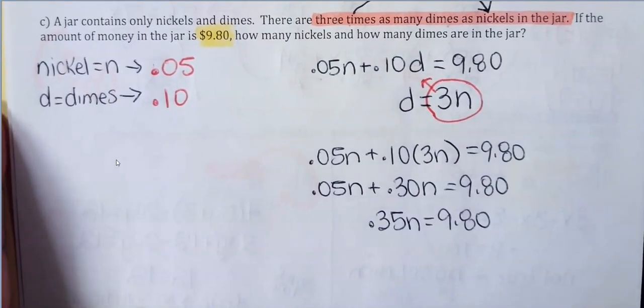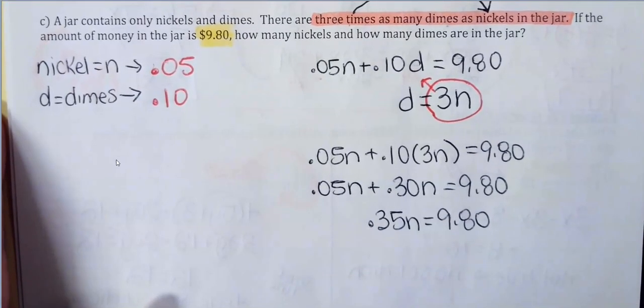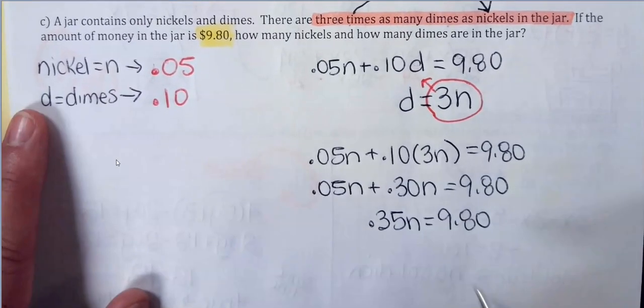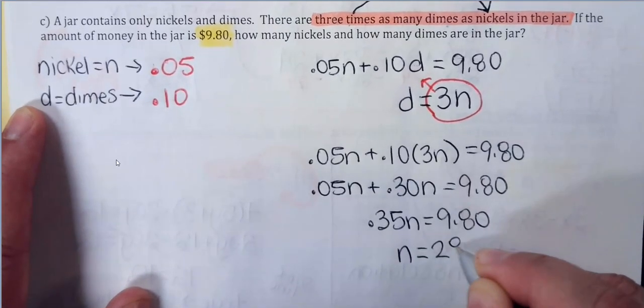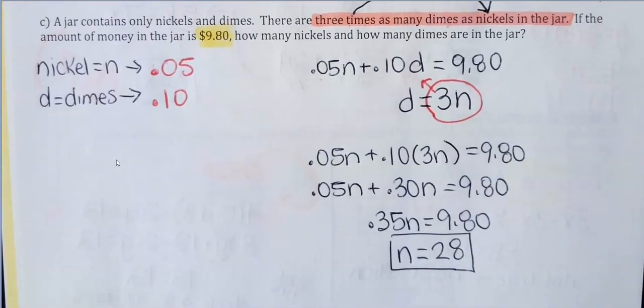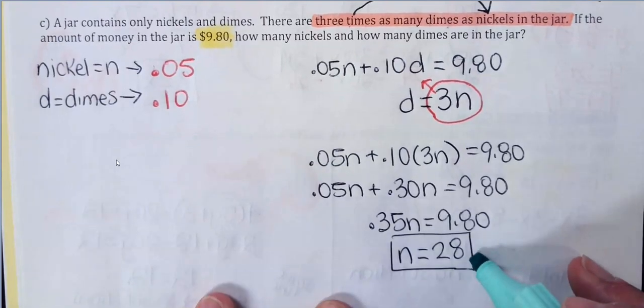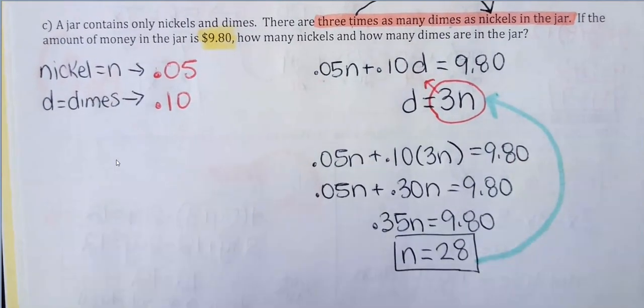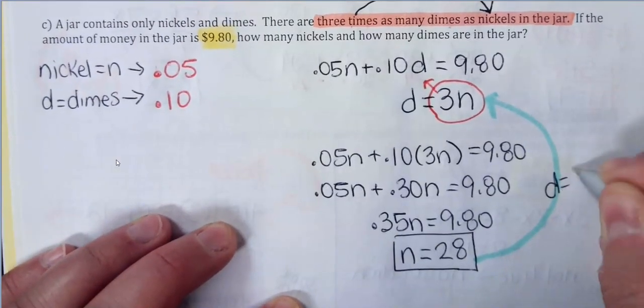Now, if I get a number that is not a nice number, I probably screwed something up because we can't have part of a nickel or part of a dime. So when you take that 980 and divide it by the 35 cents, you should get a whole number here. So this is going to give me 28 nickels. And then it's like a lot of these other questions. In the case where you can use substitution, a lot of times it's a little bit easier to plug that back in to one equation versus the other for a little bit less work. In that case, the dimes is just 3 times the number of nickels. So I would just take 28 times 3. Your dimes are going to be 84.